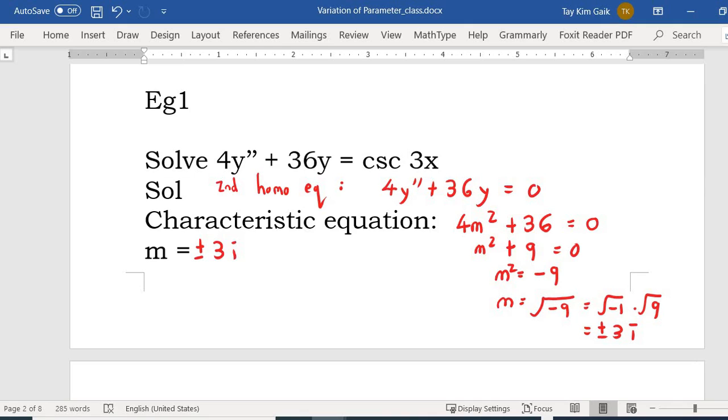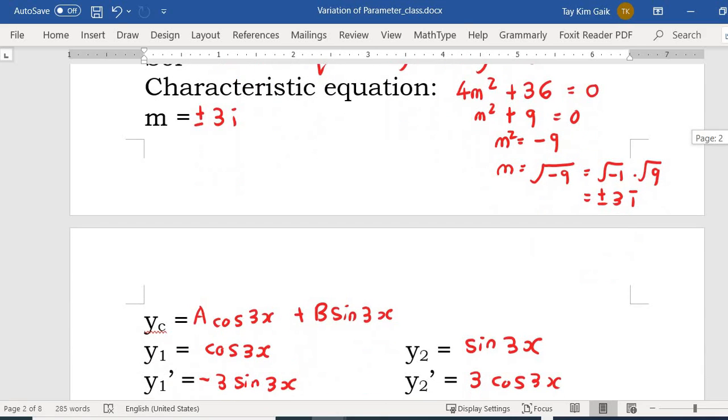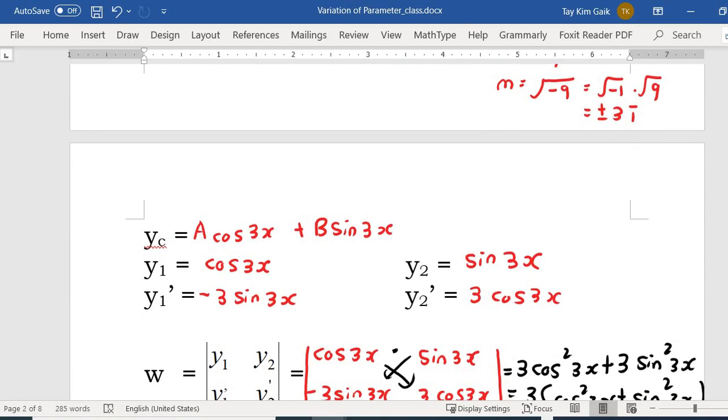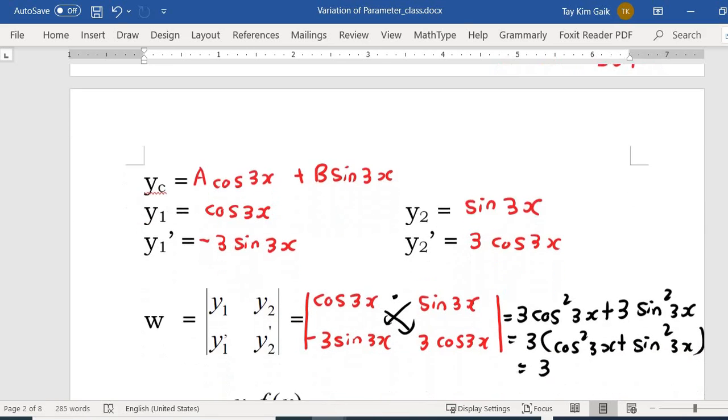Then first step, you must get the yc as you did in undetermined coefficients. yc is the solution for your homogeneous equation. In this case you get exactly complex roots, where alpha is 0 and beta is 3. So yc is a cos 3x plus b sin 3x. Then from yc, eliminating your a and b, the first solution will be your y1 and the second is your y2. Then you differentiate y1 and y2 to get the Wronskian.